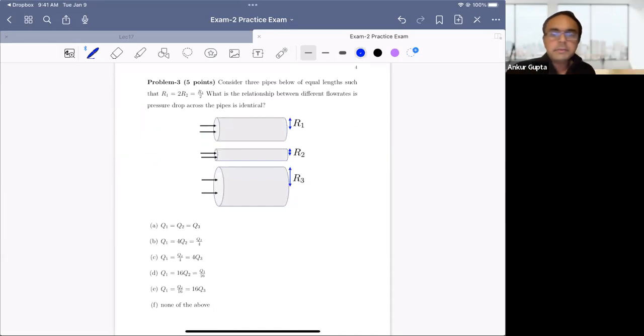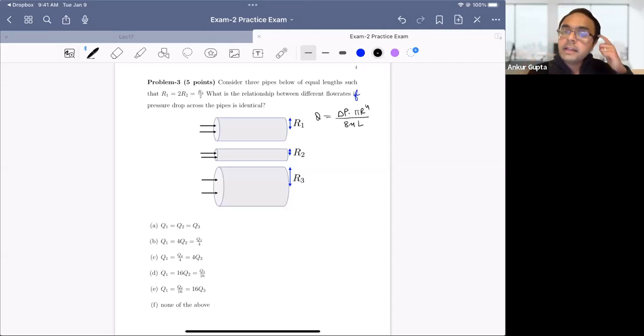Now, it says consider 3 pipes below of equal length such that R1 is equal to 2R2 is equal to R3 by 2. What is the relationship between different flow rates if pressure drop across the pipes is identical? Basically, this is a problem that we have discussed in terms of resistances, in class. So Q is equal to delta P pi R to the power of 4 by 8 mu L, right?